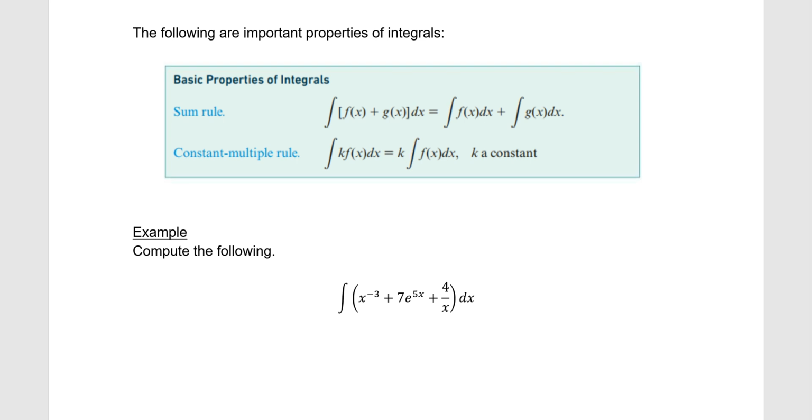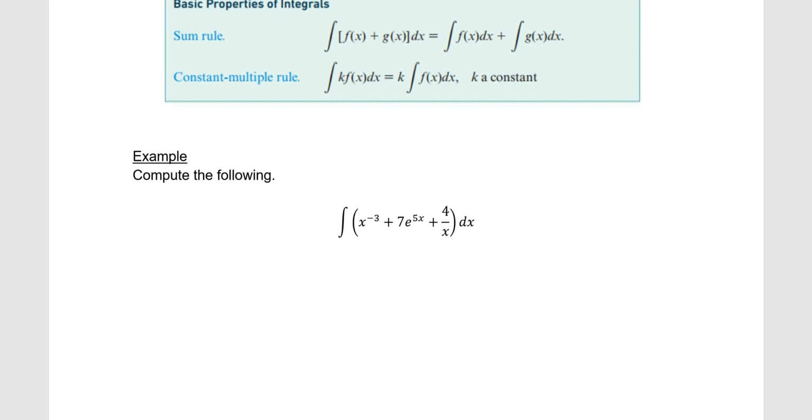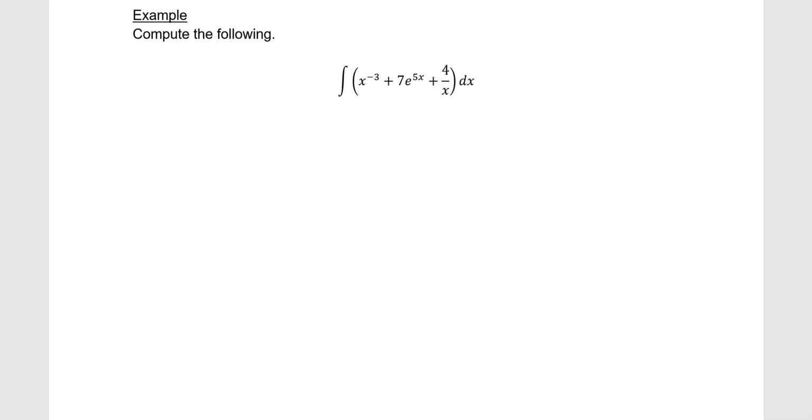Okay, so let's apply the rules that we learned with those properties that we just mentioned in this one question. So this question pretty much sums up everything that we just did so far in this section. We want to find the integral of x to the negative 3 plus 7 e to the 5x plus 4 over x. Let's go ahead and rewrite that.